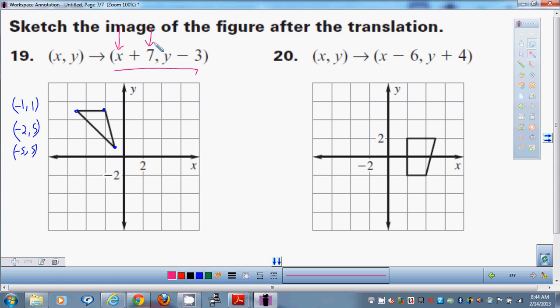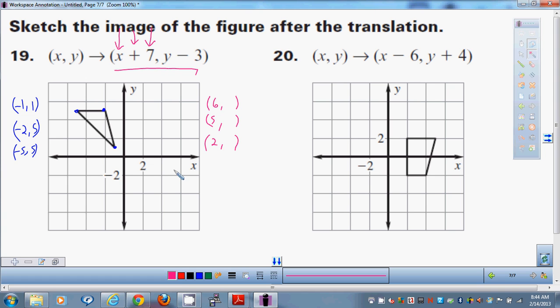So what's negative 1 plus 7? 6. I'm just going to do all the x values first. What's negative 2 plus 7? What's negative 5 plus 7? 2. Now, we still have to find the y value. Miss Darcy, what we gonna do to the y's? That's exactly. That's right. Negative 2.